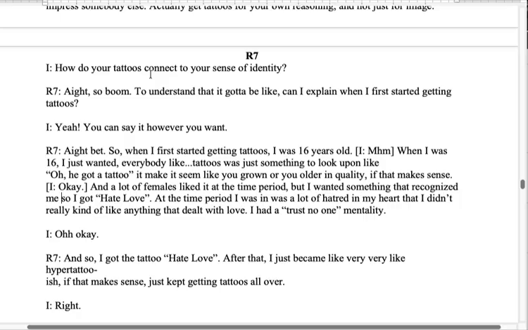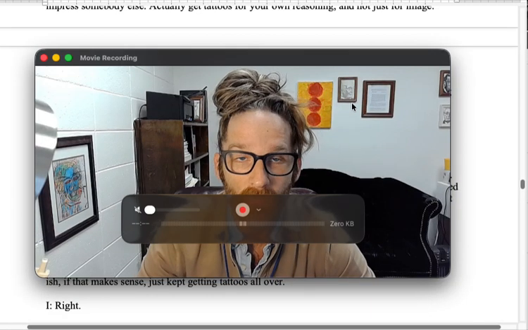How do your tattoos connect to your sense of identity? All right, so boom. To understand that, it got to be like, can I explain when I first started getting tattoos? Yeah, you can say it however you want.